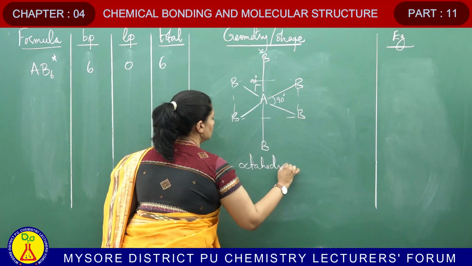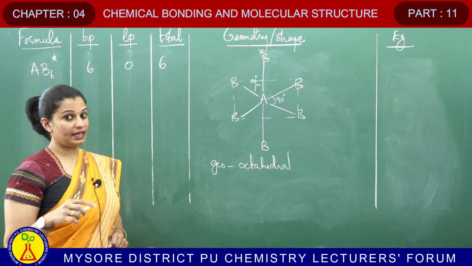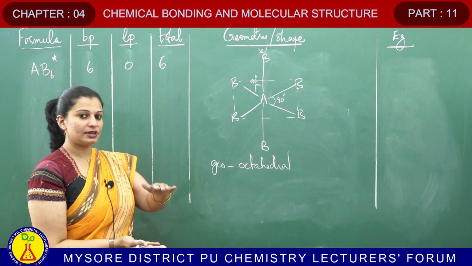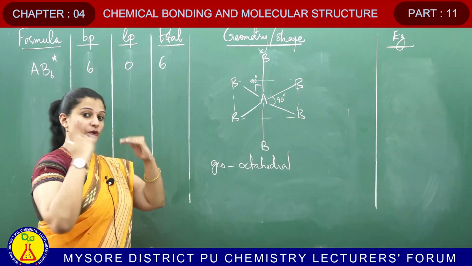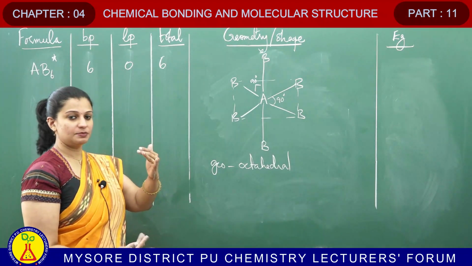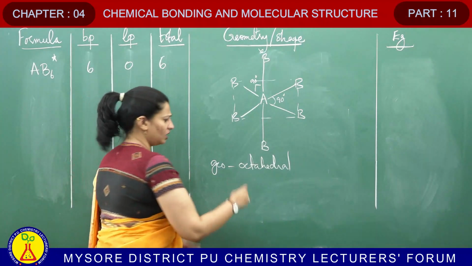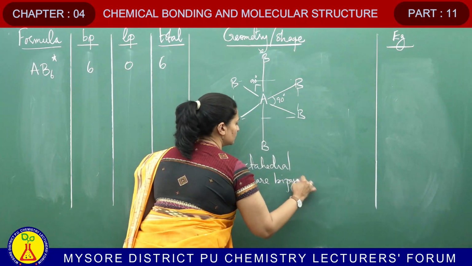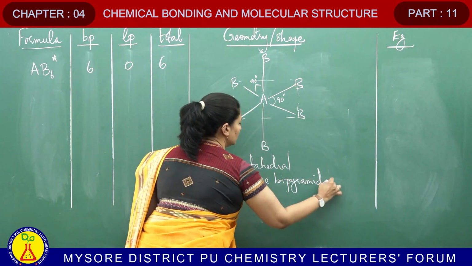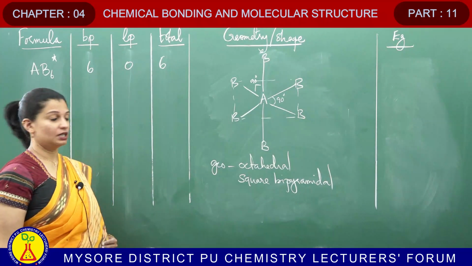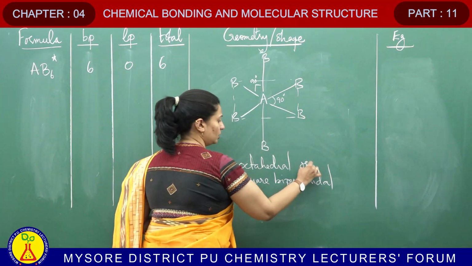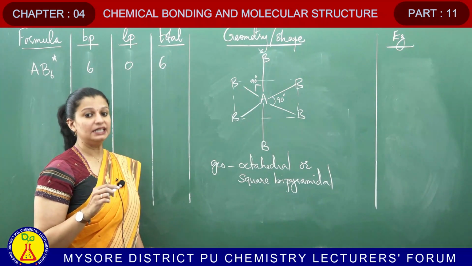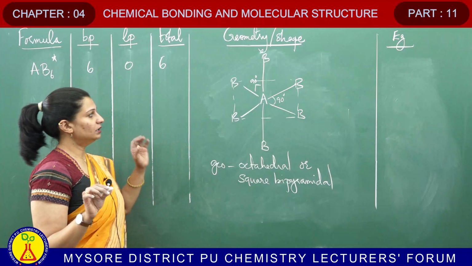This geometry is called octahedral because it has 8 faces. Okay, there is like a pyramid on top, there is a 4-sided pyramid on top, as well as there is a 4-sided pyramid below. So 4 faces on the top and 4 faces below. So it is called an octahedral, or you can also call it square bipyramidal, because I said there are 2 pyramids, one on top and one below. So you may call it octahedral or you may call it square bipyramidal. This is the geometry when you have a formula of AB6. No lone pairs, only bond pairs.